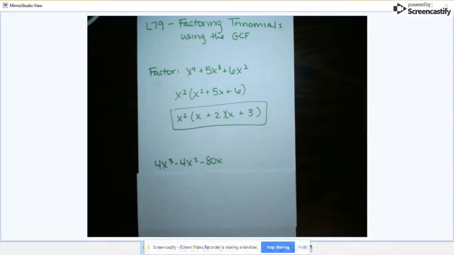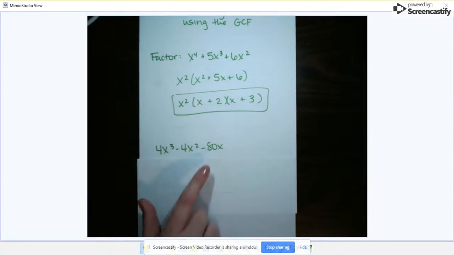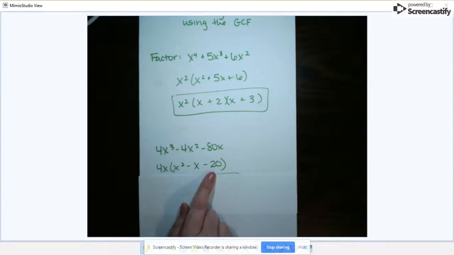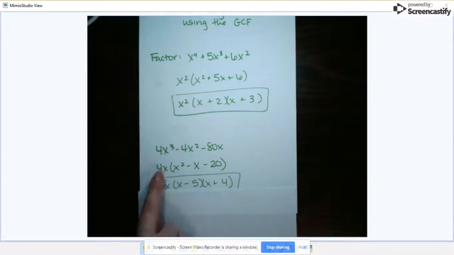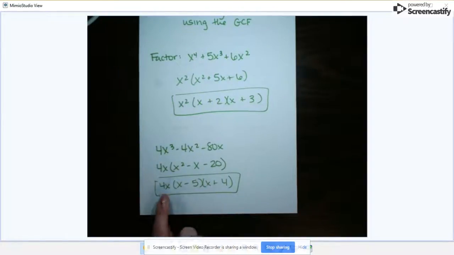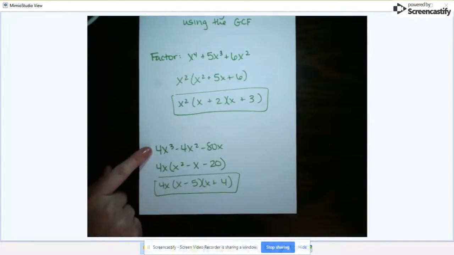Okay, here's another example. This time we can not only take out an x, but we can also take out a 4 from every single one of our coefficients. So when I take out a 4x, that leaves me with x squared minus x minus 20. And remember, I'm looking for factors of 20 that are going to subtract to be 1. Well, that's 5 and 4. And remember, your larger number goes with that middle sign. So we're going to have a 4x that drops down, and then an x minus 5 and an x plus 4. Obviously, you can always FOIL and then redistribute to make sure you get what you started with.